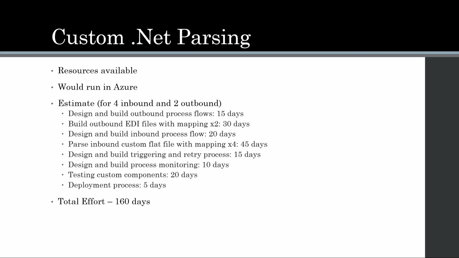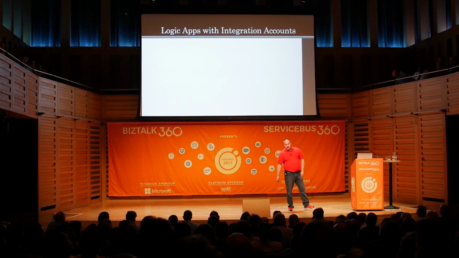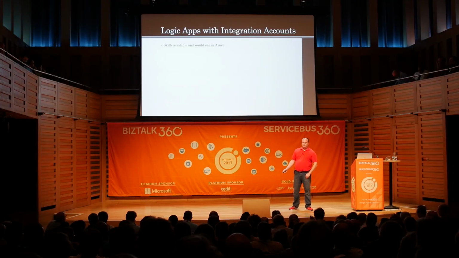So our total estimate came up to 160 days to build 4 inbound files and 2 outbound files. We assigned some dollar values to that and then figured 25% maintenance over 2 years, and that came up to $25,000.